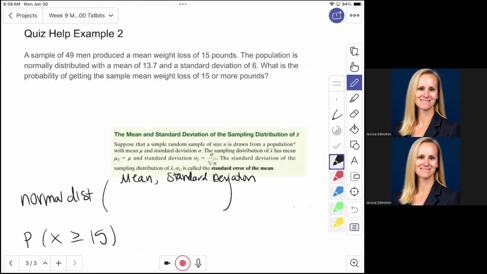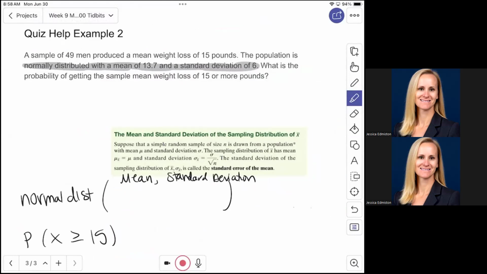Quiz example 2. A sample of 49 men produced a mean weight loss of 15 pounds. The population is normally distributed. So we're given that it's normally distributed with the mean of 13.7 and a standard deviation of 6. What is the probability of getting the sample mean weight loss of 15 or more pounds?